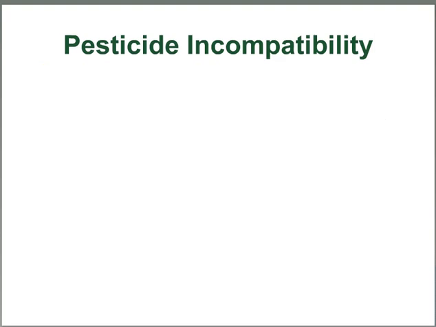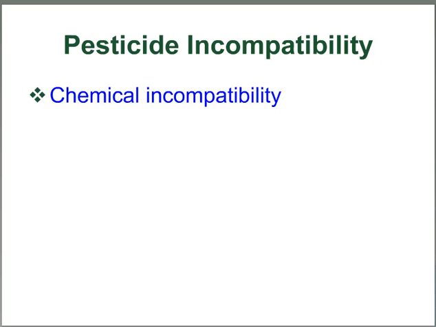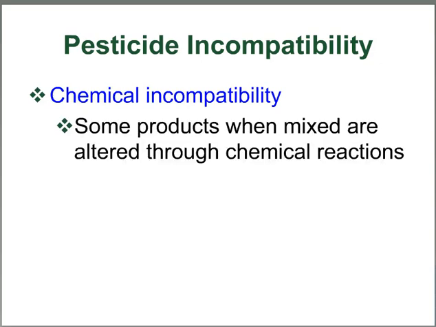Mixing pesticides may result in a chemical change occurring in one or more of the pesticides. We call this chemical incompatibility. This affects the chemical activity of the pesticide and results in the application of a pesticide mixture that is chemically different than each pesticide applied separately.